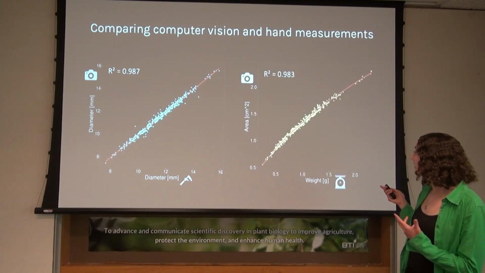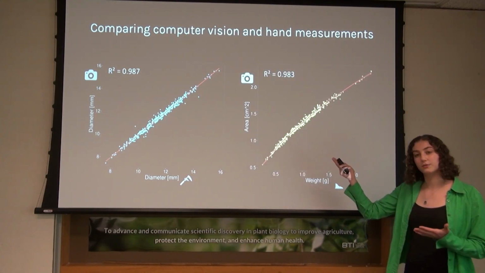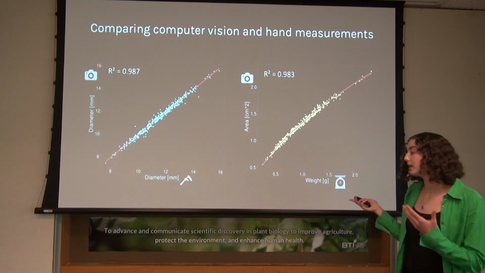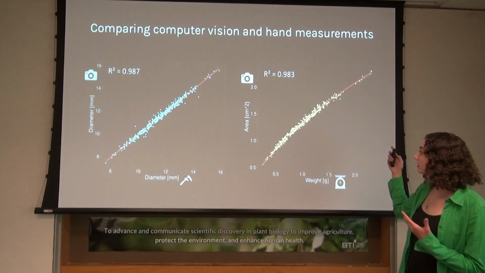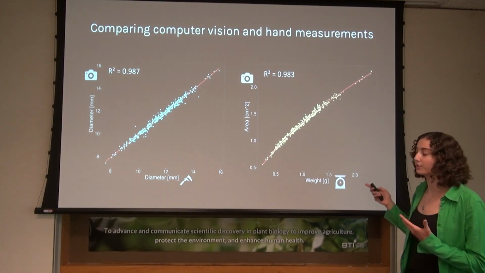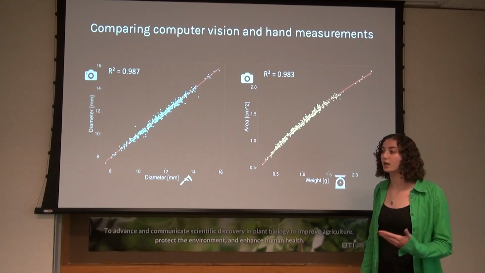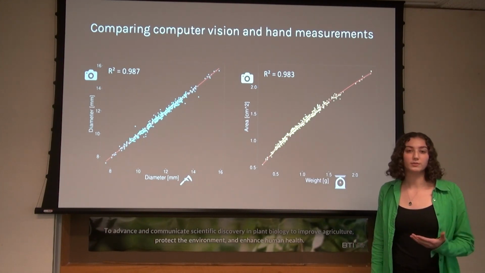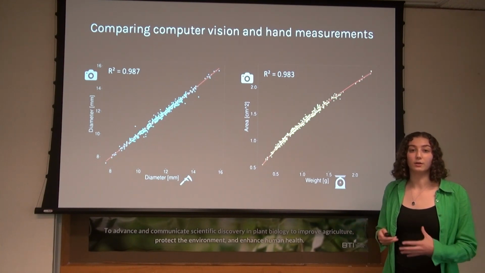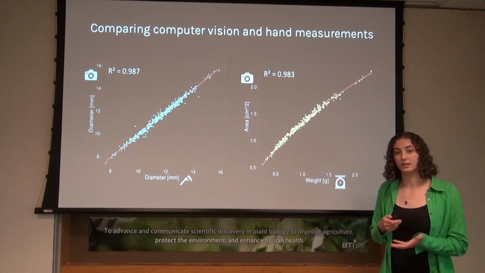We also similarly took the area of the fruit that we extracted from the photos and compare it to the weight that we measured in the lab, and this is a generalized additive model that shows also a very strong correlation. So this proves to us that we can use computer vision as a tool to get accurate measurements on a very large scale with many, many fruit without having to take the measurements by hand.